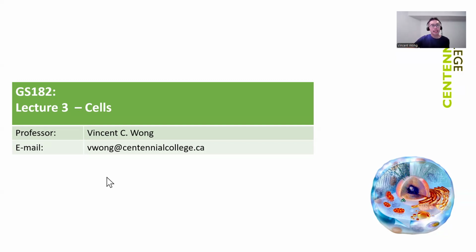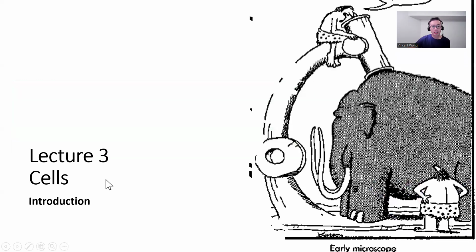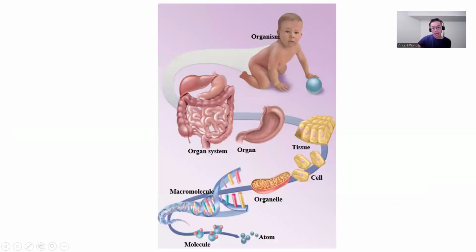So lecture 3 is about cells. We have learned about atoms and molecules from lecture 2 and macromolecules as well. So now we're moving up this hierarchy of organization. And we'll be learning about cells for quite a bit, all the way up to lecture 9. And then in lecture 10, we will learn tissue. And then that will set you up with a nice transition to the next semester, where you'll be spending most of the time learning about organs and organ systems.